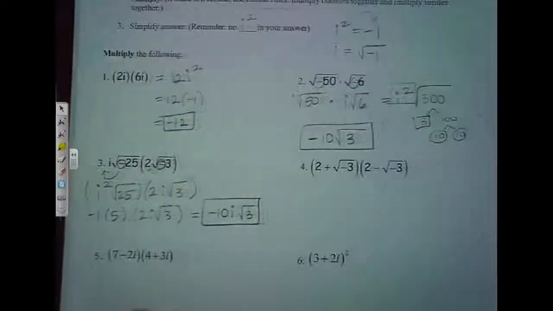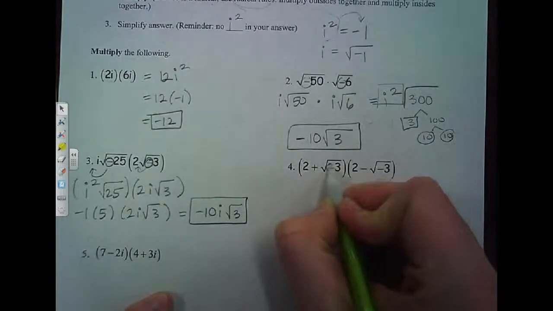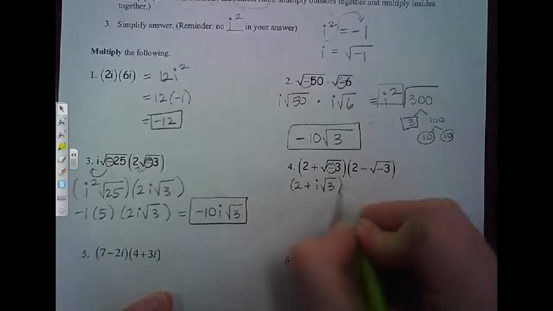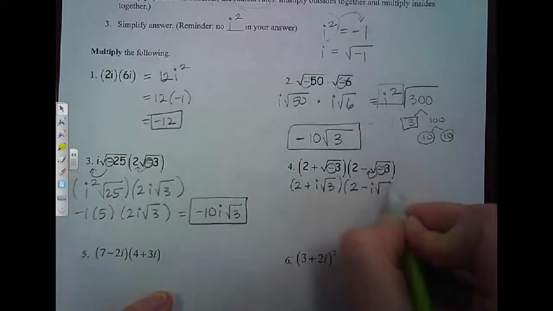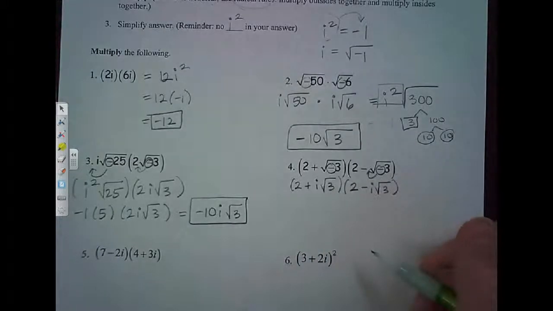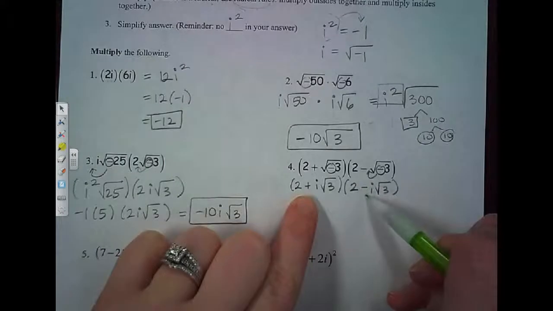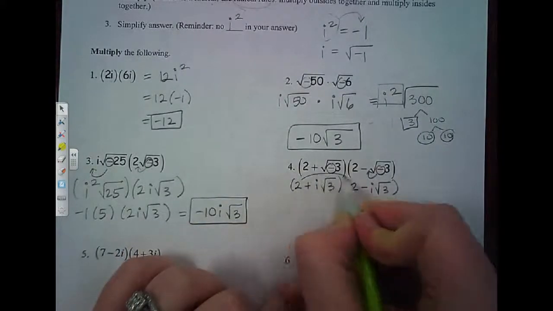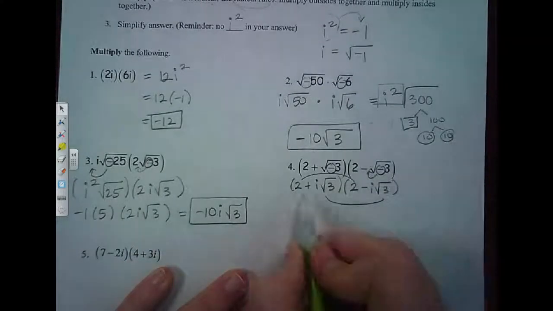Okay, number 4. Again, pull out the i first. So I'm going to pull this out. So this becomes 2 plus i square root 3. And this one becomes 2 minus i square root 3. Now we talked about conjugates at the very end of the last unit. Conjugates are when you have the exact same thing, but you have a plus and you have a minus. So when you have conjugates, you can do the simple step, just multiply the first 2, multiply the last 2. So 2 times 2 is 4.